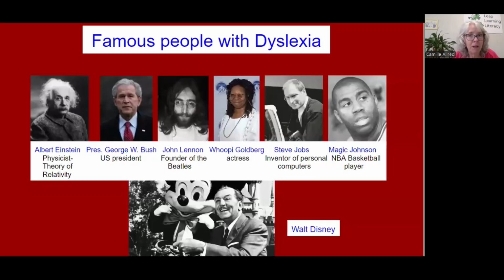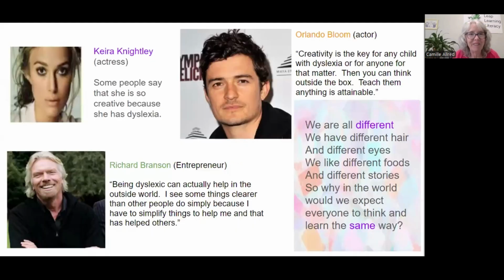Let's look at some famous people who have dyslexia. There was Albert Einstein. He was the physicist who invented the theory of relativity. A U.S. President, George W. Bush. John Lennon, founder of the Beatles, still classic. Whoopi Goldberg, an actress. Steve Jobs, inventor of personal computers, and even in sports, Magic Johnson, NBA basketball player, and Walt Disney.